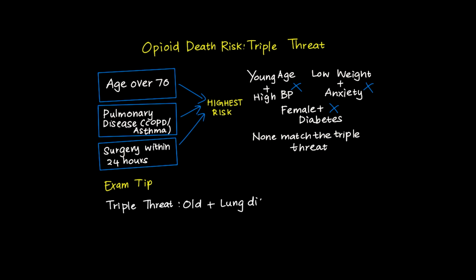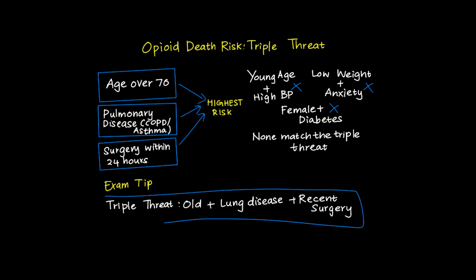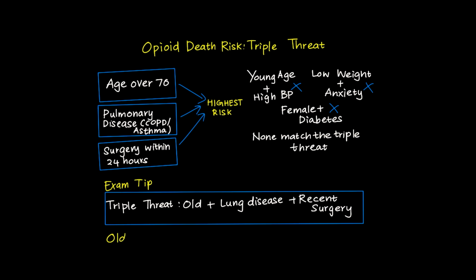Here is a WGU D441 OA exam tip for you. Opioid death risk questions are testing whether you can spot the triple threat. Age over 70, lung disease, and surgery within 24 hours. If all 3 are present, that patient is at the top of the danger list. Quick recall hook. Old lungs plus fresh surgery equals maximum opioid risk.